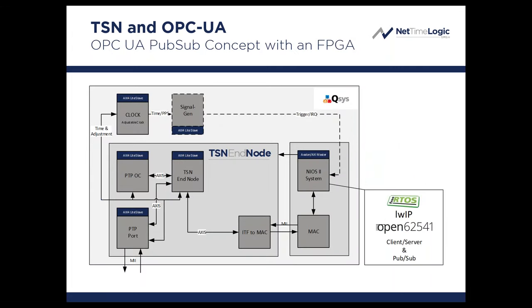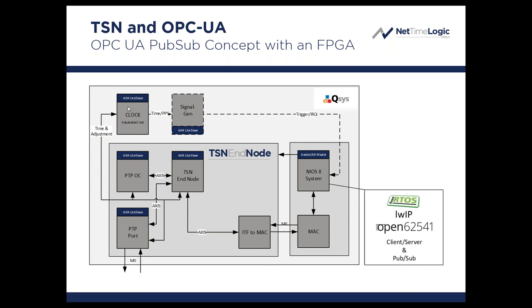Here you can see the block diagram of how such an implementation could look. You can build the complete system in Qsys, where we have here on the right side an IS-2 system connected to a MAC. Then the MAC is connected via an interface adapter to our TSN end node solution. So the whole traffic which you are generating by the IS-2 system is going through our end node. There you can also see the PTP ordinary clock, which is the responsible port for the time synchronization, and then also the port which is going out towards the PHY. On the top, you can also see the adjustable counter clock, which we are using internally in the FPGA to adjust the time which is provided via PTP.